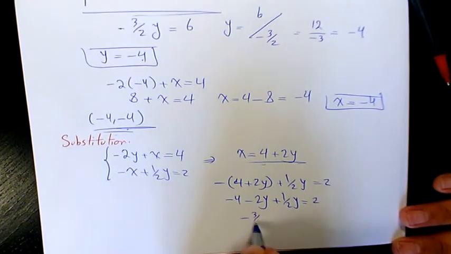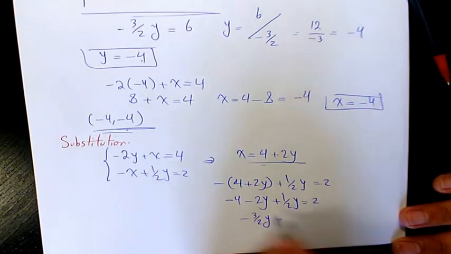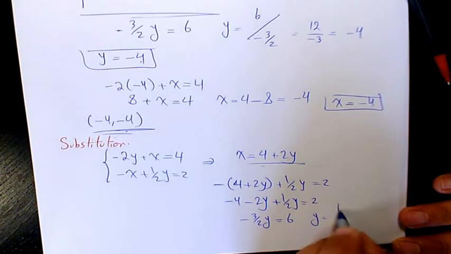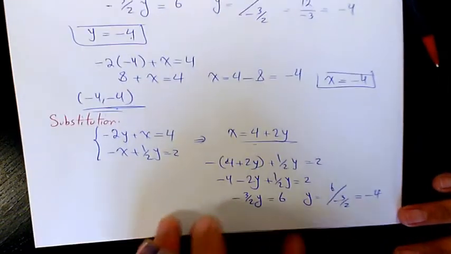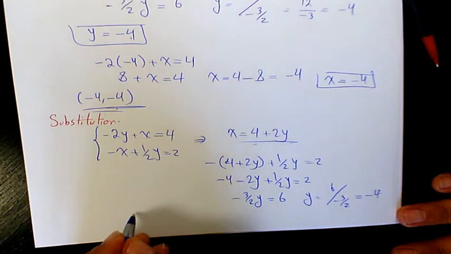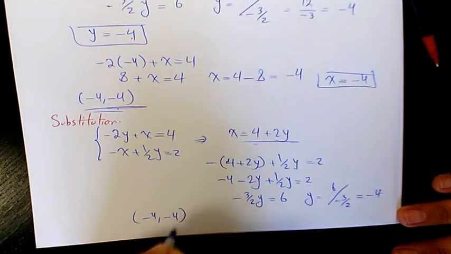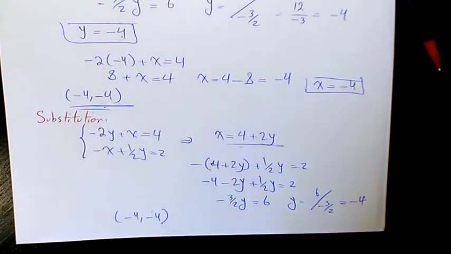So we have negative 3 over 2y. 2 plus 4 is going to be 6. So y will be 6 divided by negative 3 over 2. It's going to be negative 4. So the point of intersection is negative 4 and negative 4, which matches with the other one.